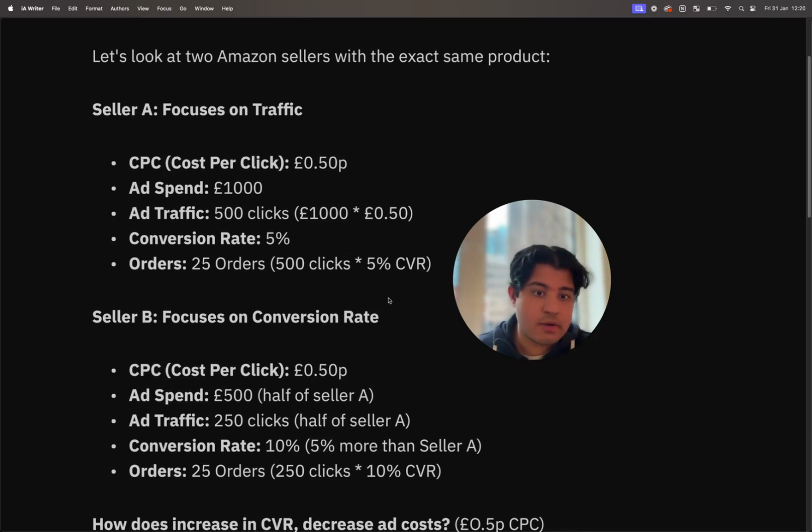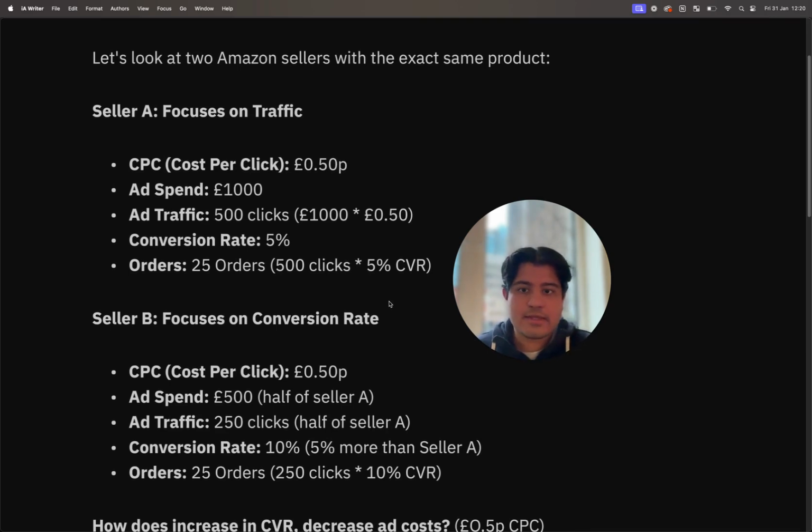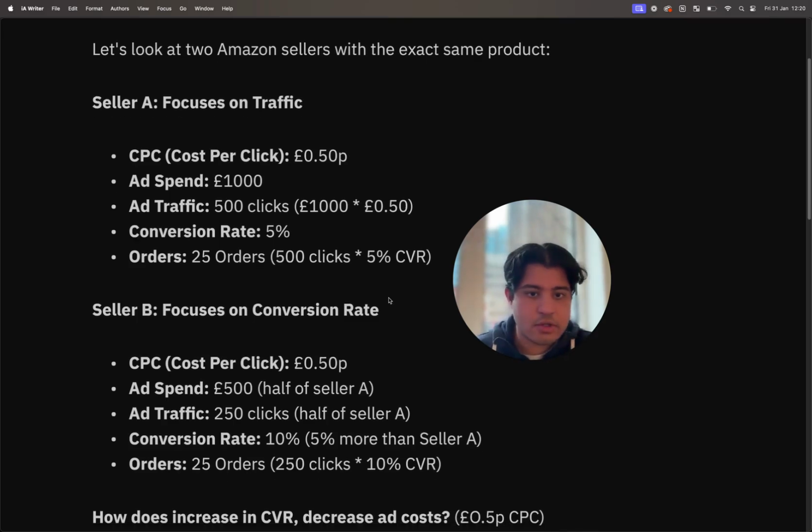If they want to get more sales, they will spend more money on Amazon ads. Their cost per click is 50p for the niche that they're selling. They've got an ad spend of £1,000, and that £1,000 essentially gets them 500 clicks at a 50p cost per click. Their conversion rate is 5%, so they get 25 orders out of that. 500 clicks at a 5% conversion rate is 25 orders.